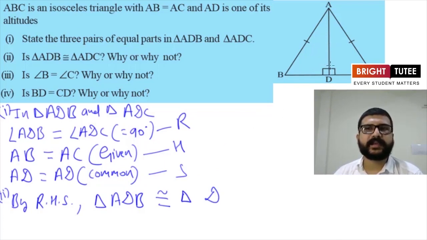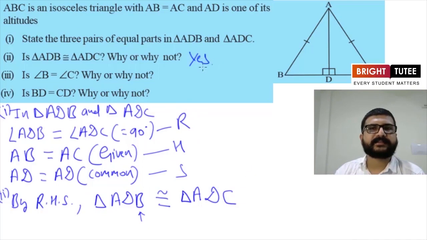Now the vertex opposite to AD in triangle ADB is vertex B, and the vertex opposite to AD in triangle ADC is vertex C. So this means B corresponds to C, and B is written at the end here. So here also it will come at the end, and that will be C, because B corresponds to C. Now what are we left with? We are left with A, so A will come in the beginning. So now the relation is like this. Triangle ADB is congruent to triangle ADC. So these two triangles are congruent by RHS. So the answer for this question will be yes.